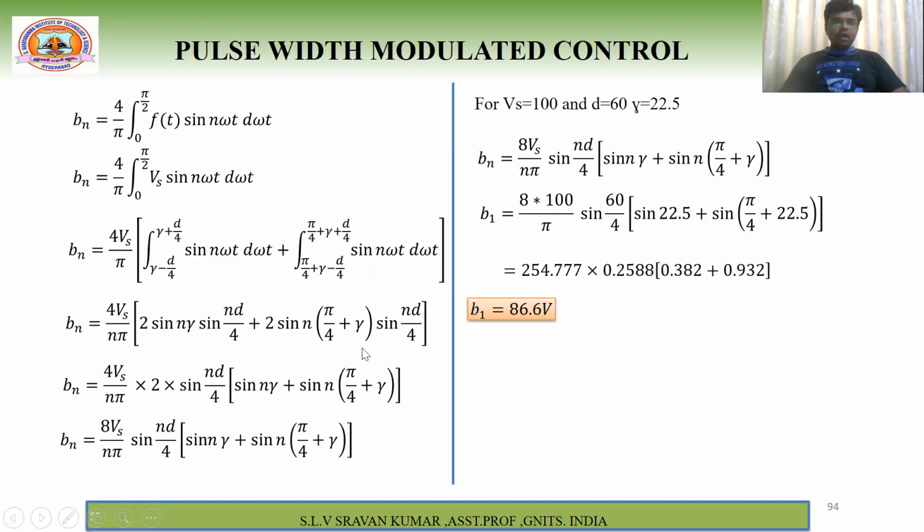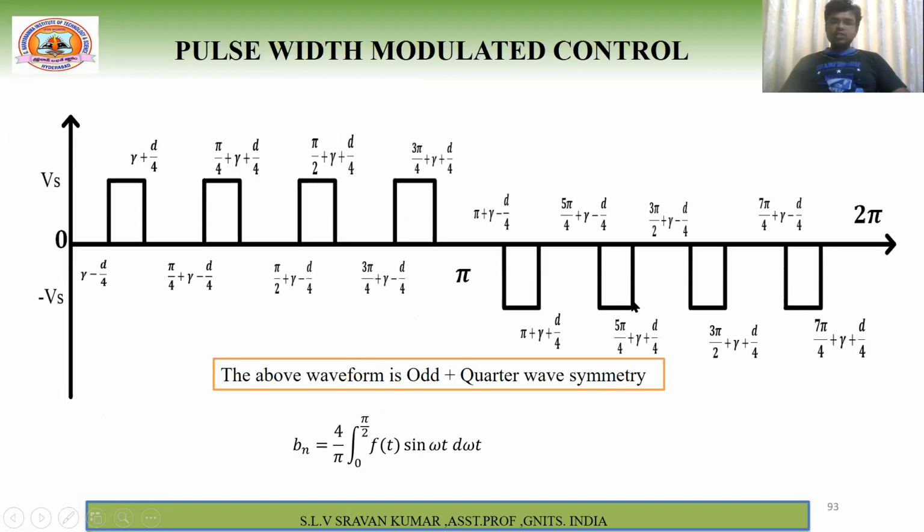Now here we are focusing on this one. Every time we are going only for this one, 0 to pi by 2. See, from 0 to pi by 2, we have to solve only up to here.